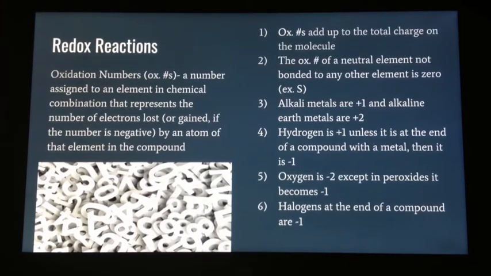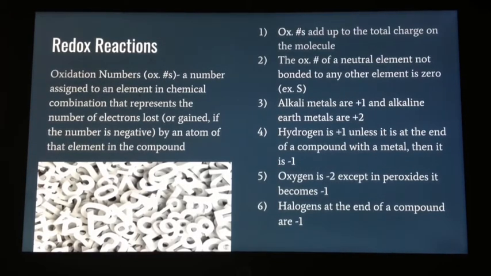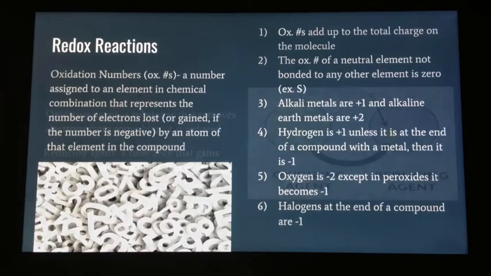Number 3. Alkali metals are +1 and alkaline earth metals are +2. Number 4. Hydrogen is +1 unless it is at the end of a compound with a metal, then it is -1. Number 5. Oxygen is -2, except in peroxides, where it becomes -1.